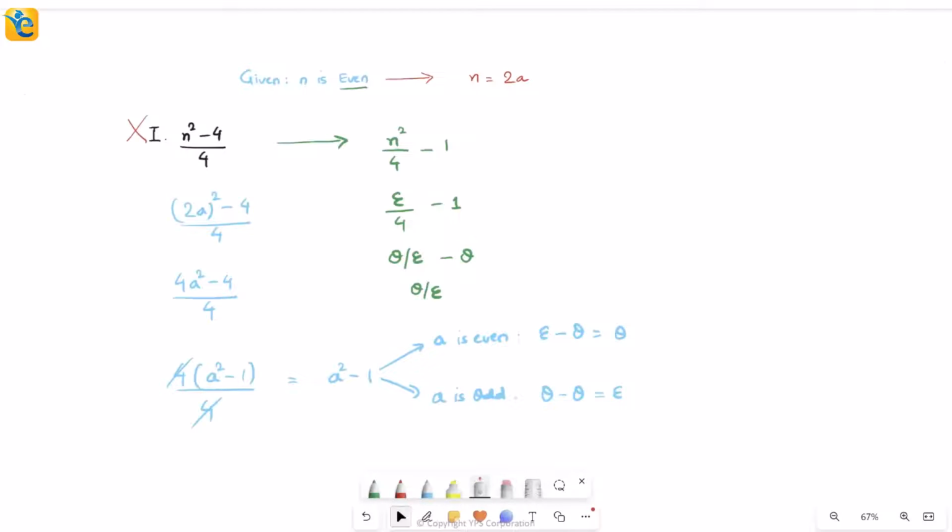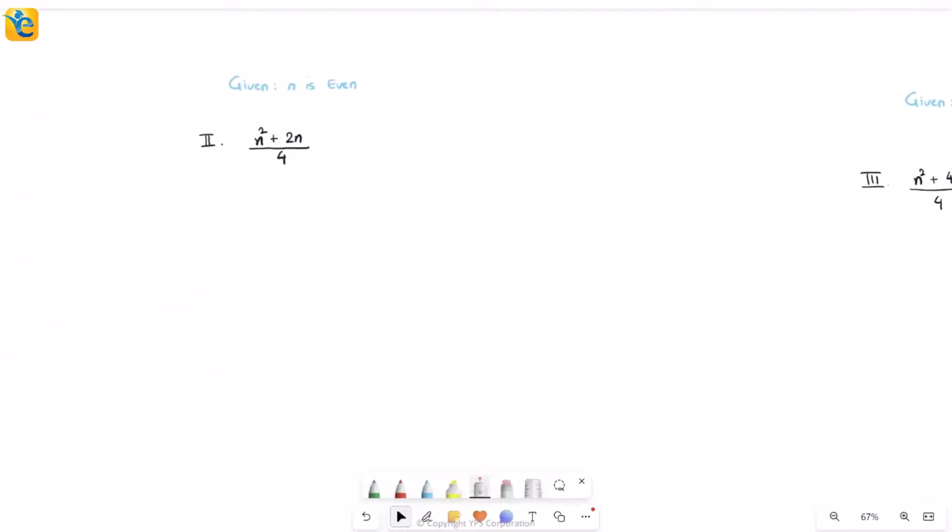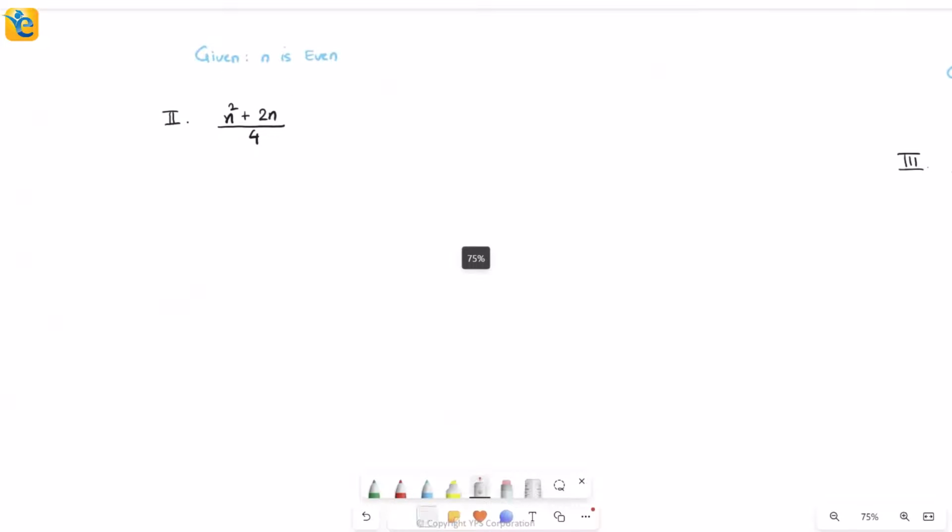Now, let's get back to the question at hand. Similarly, let's look at the second statement. We again have the same given information. Let's see what we can say about this expression.